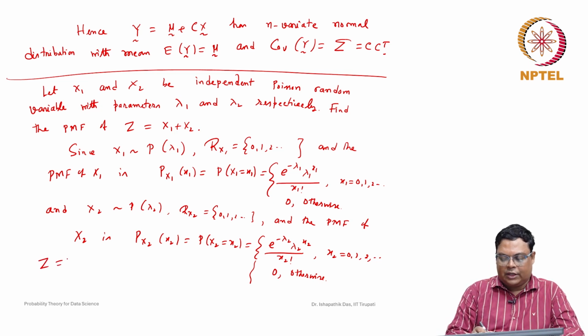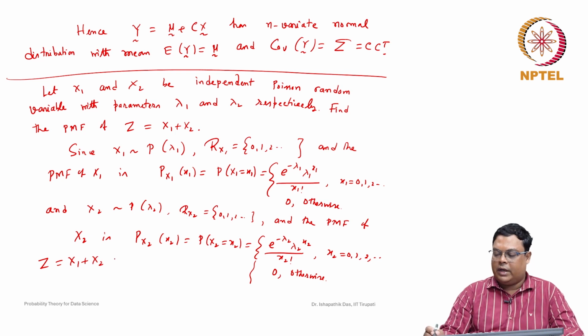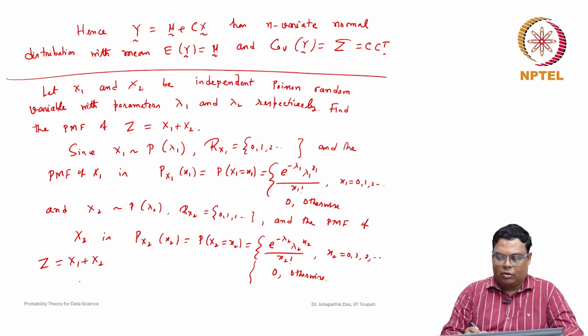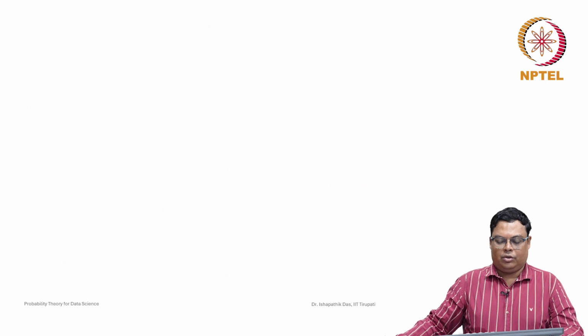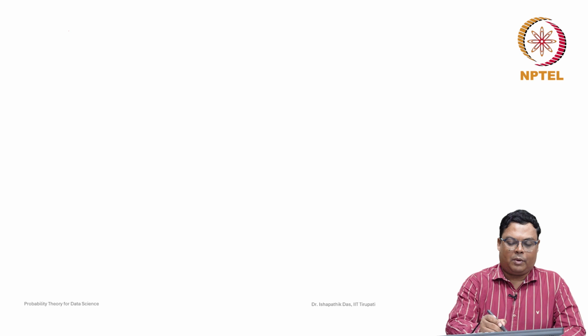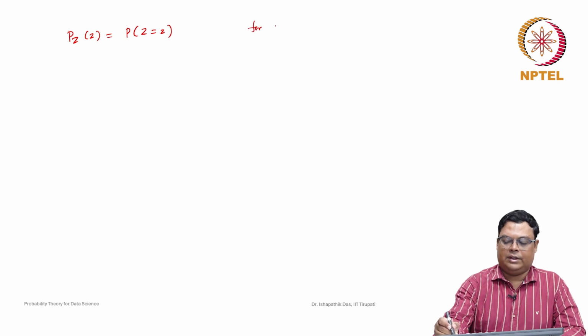Now what will be the range of z? So z is x1 plus x2. The range of x1 and of x2 is 0, 1, 2. First we have to understand that the minimum values of x1 and x2 can be 0, and they can be 1, 2, any value. So the range of z also is 0, 1, 2. So how can we find the probability mass function of z? We need the probability that Z equals small z, for z in this range, which is 0, 1, 2 like this. Now let us do it one by one.